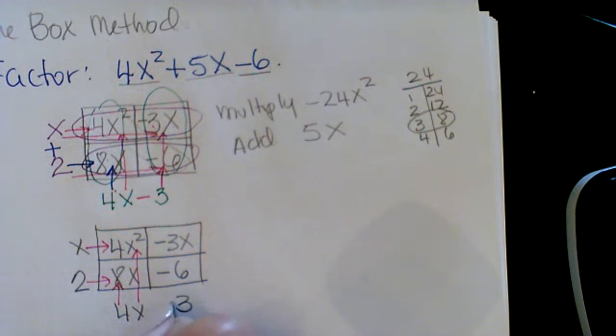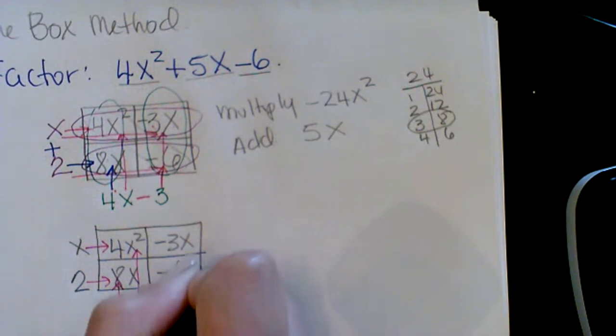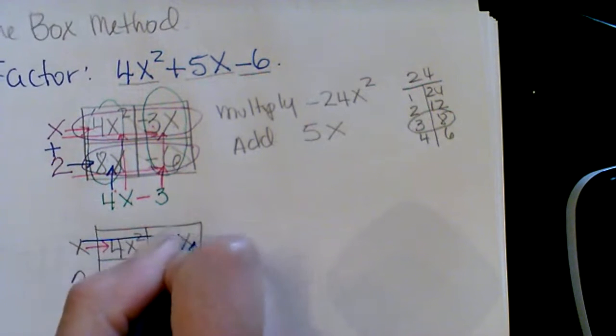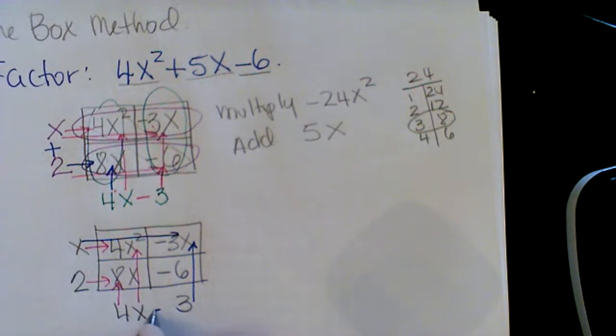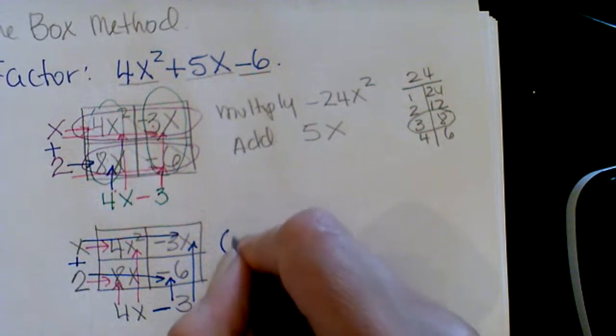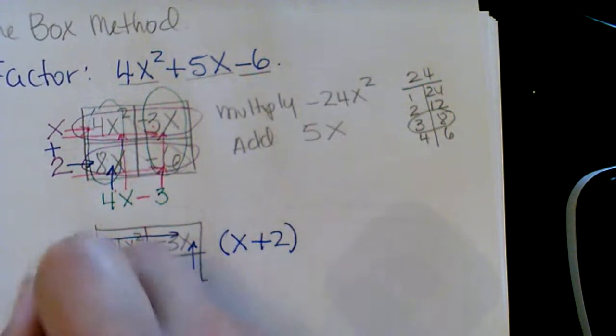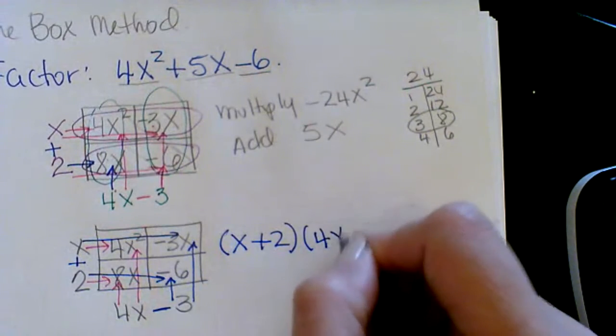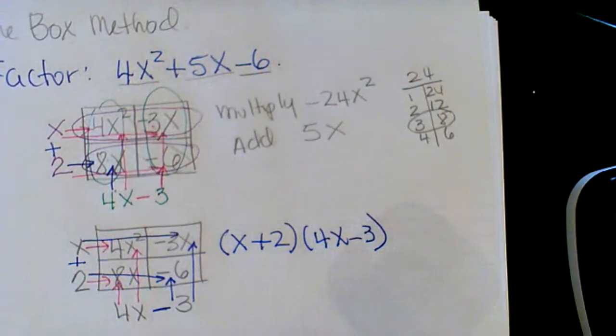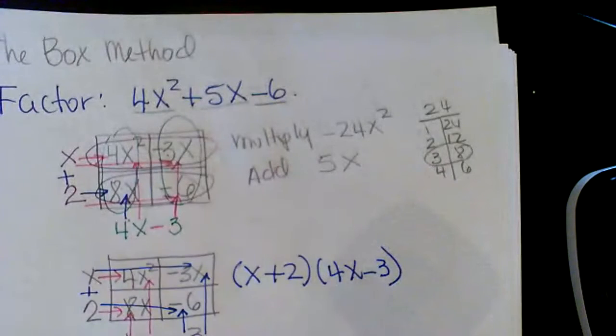Now, 3 times x, it needs to be 3x. So this one needs to be negative. If I multiply this negative 3 times 2, it needs to give me a negative 6, and it's perfect. So this is positive x plus 2, and 4x minus 3. And we just factor this trinomial.